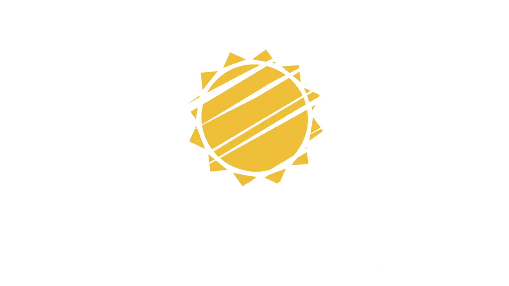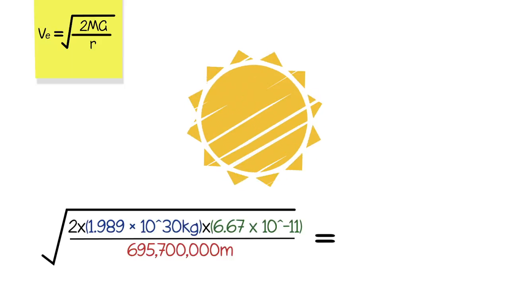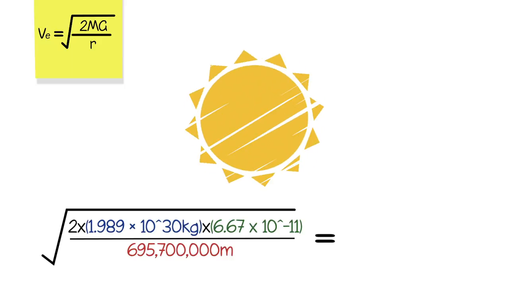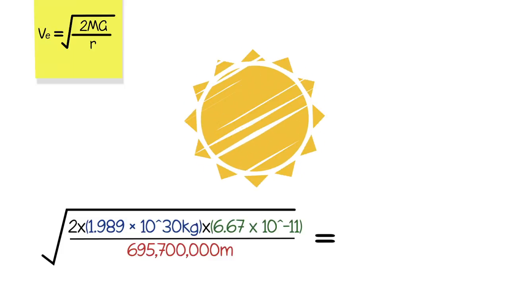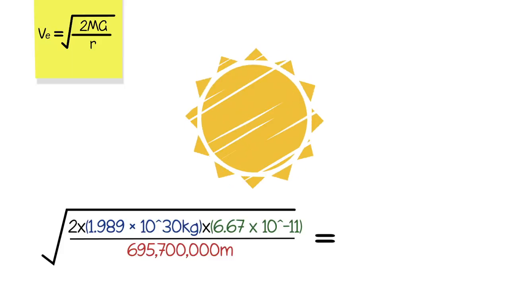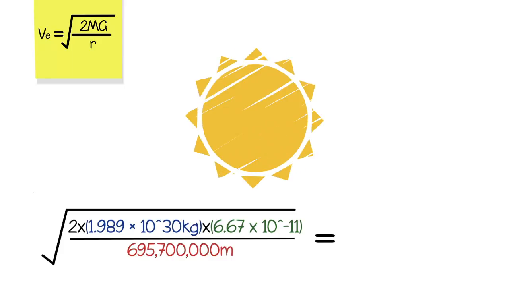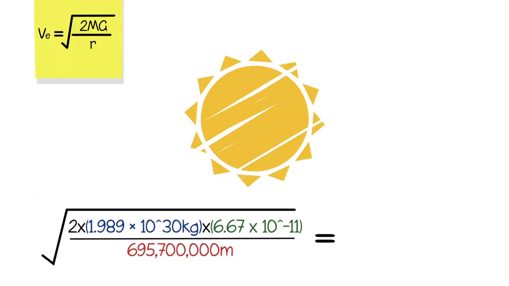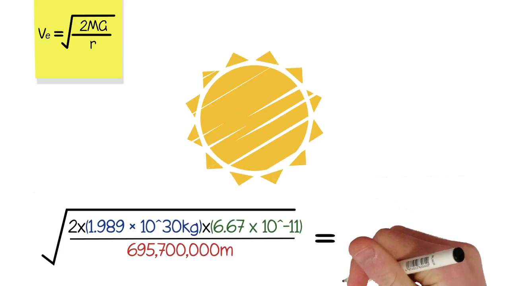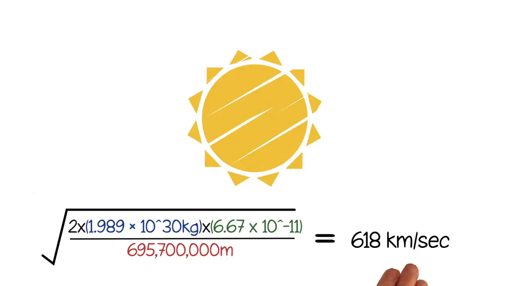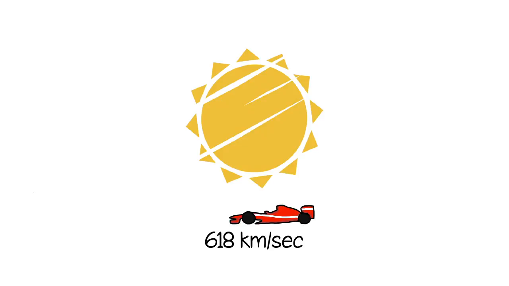Take the Sun for example. It has a mass of 1.989 times 10 to the power of 30 kilos and a radius of 695,700,000 meters. So the square root of 2 times 1.989 times 10 to the power of 30 kilos times 6.67 times 10 to the power of negative 11 divided by 695,700,000 meters equals roughly 618 kilometers per second. It takes an F1 car about 2 hours to travel that same distance.